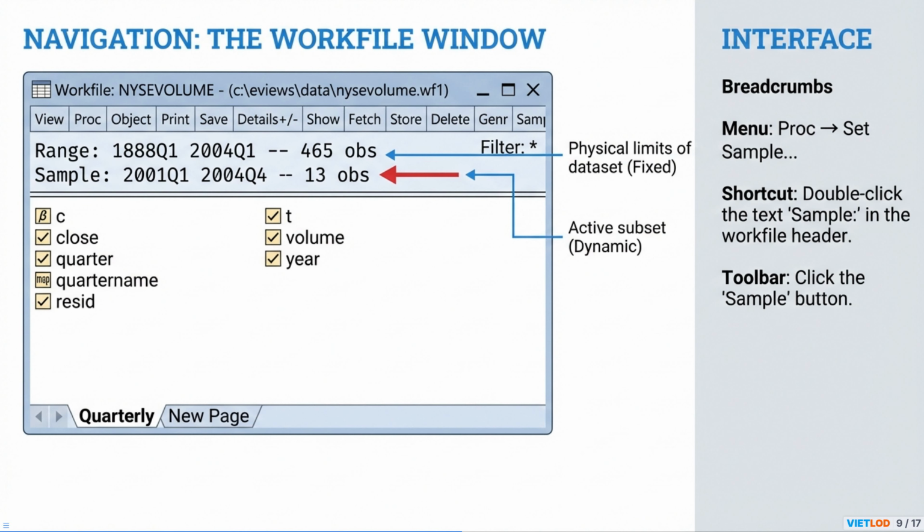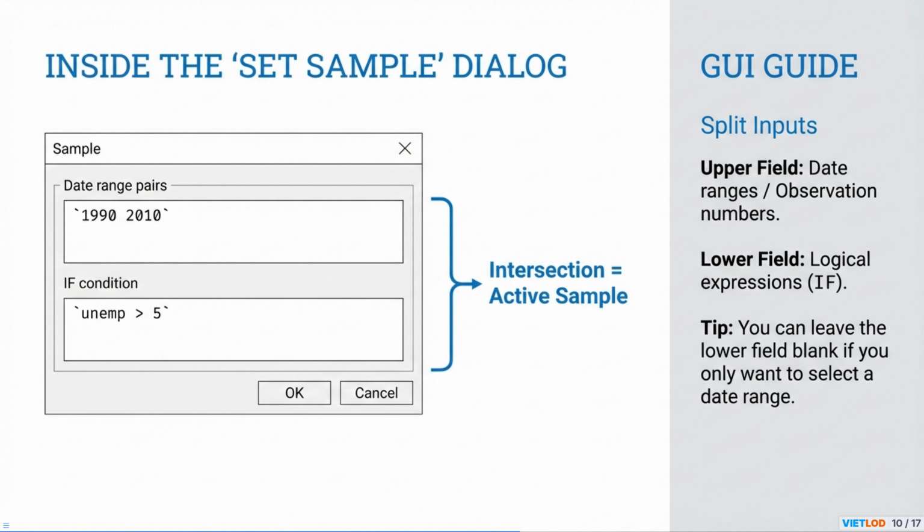You can change the sample in several ways: through the main menu, Proc, Set Sample, by clicking the Sample button on the toolbar, or most conveniently, by double-clicking the sample text directly in the header. In the image, the full range is 465 observations from 1888 to 2004. However, the active sample is only 13 observations from 2001 to 2004. Any calculation performed now will only use these 13 data points. Now, let's see what happens when you double-click that sample text and open the dialog box.